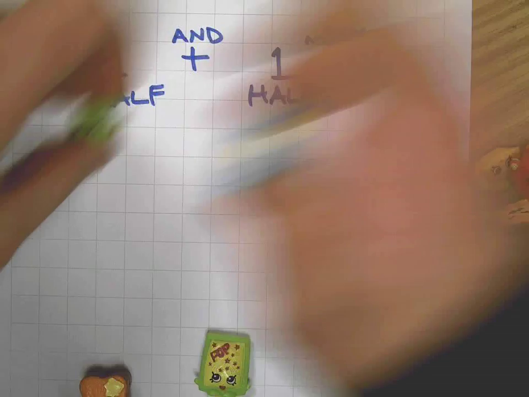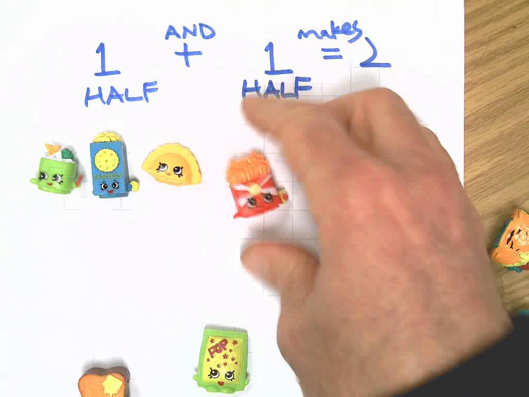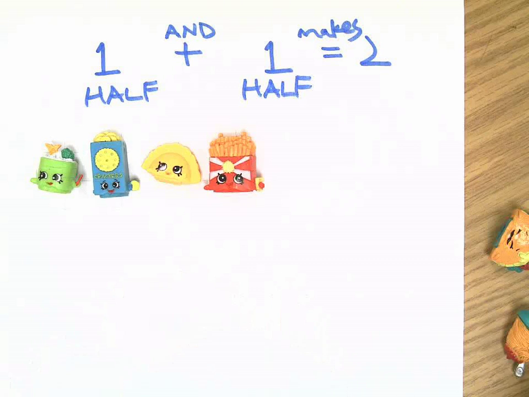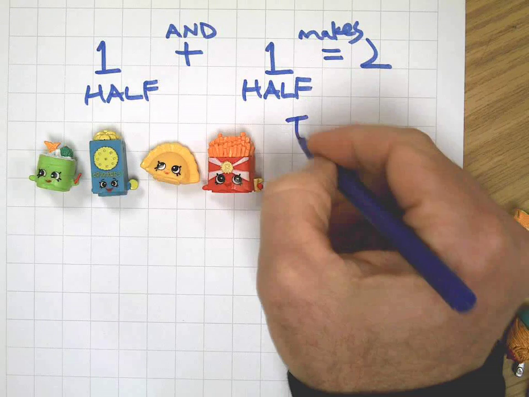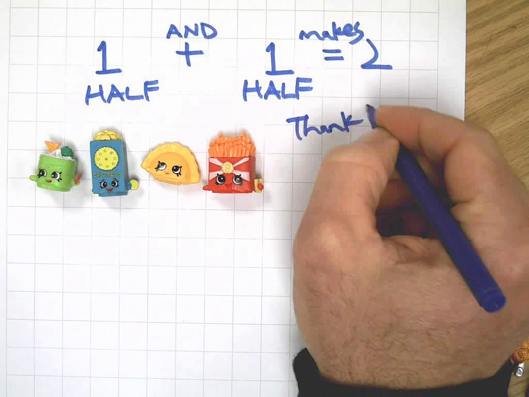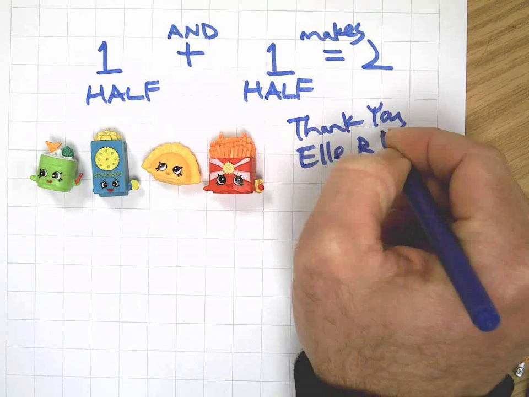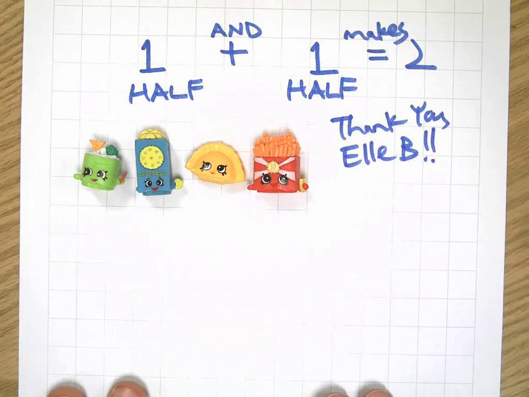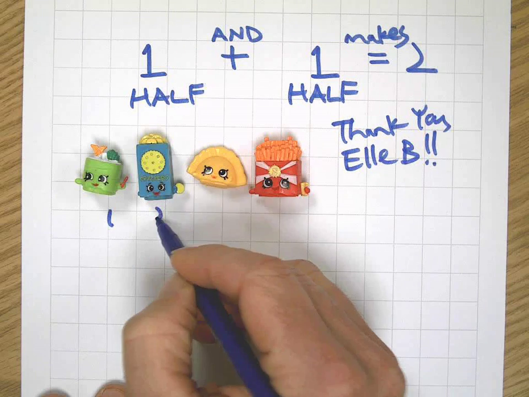Let's do another one. Let's say I have 4 of my little friends here. Hey, thanks to my daughter, LB, for letting me use these. Thank you, LB. Thank you for letting me borrow your Shopkins.